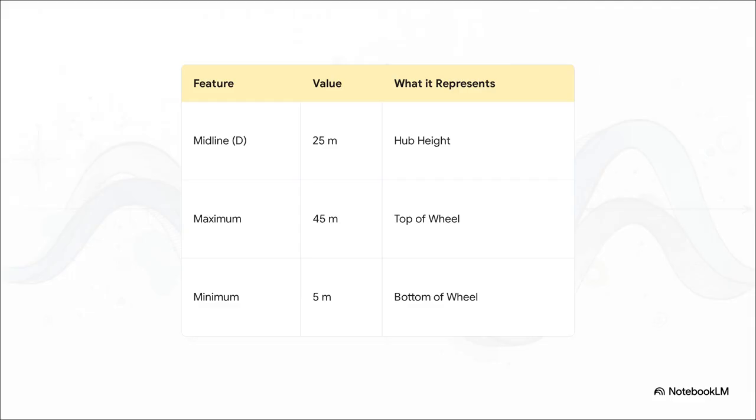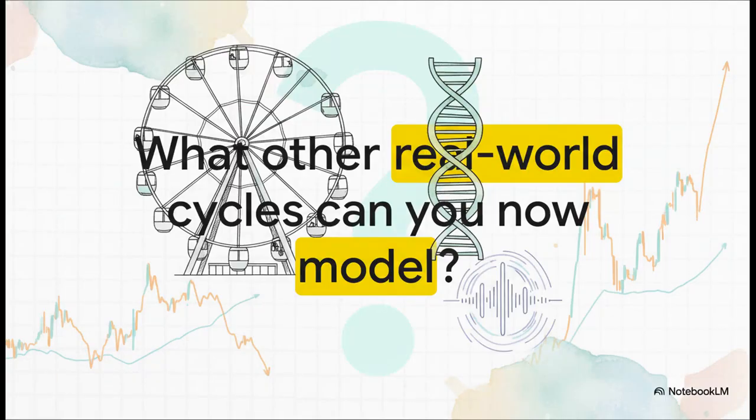So let's put it all together. The midline, d, is the hub height, 25 meters. The amplitude is the wheel's radius, 20 meters. This means the maximum height is simply 25 plus 20, which is 45 meters. And the minimum height is 25 minus 20, which leaves the rider 5 meters off the ground at their lowest point. See, it just works. We just used the vertical shift to perfectly model the height of a rider on a Ferris wheel. That's the power of d. It grounds our math in reality.